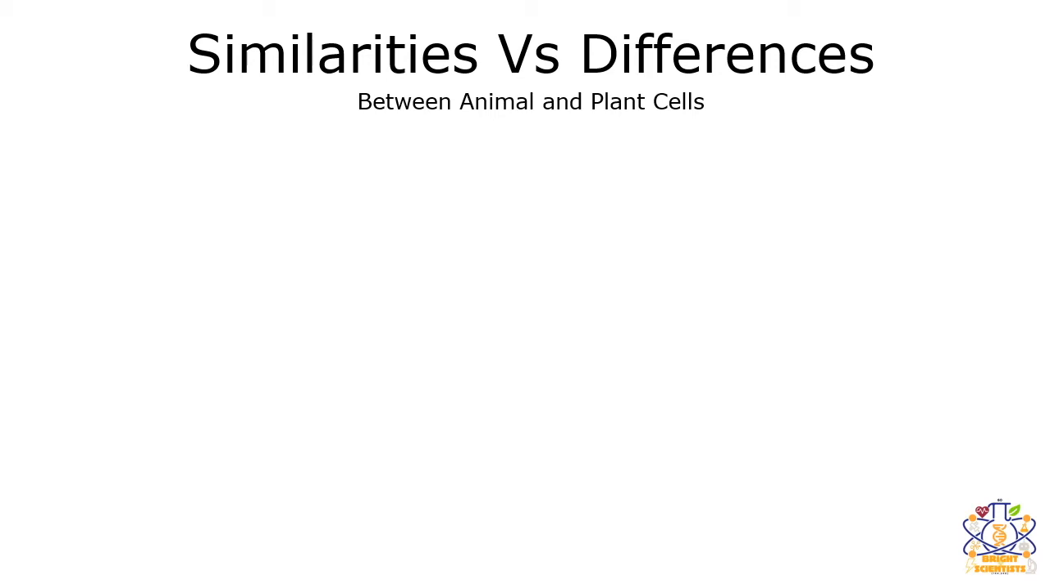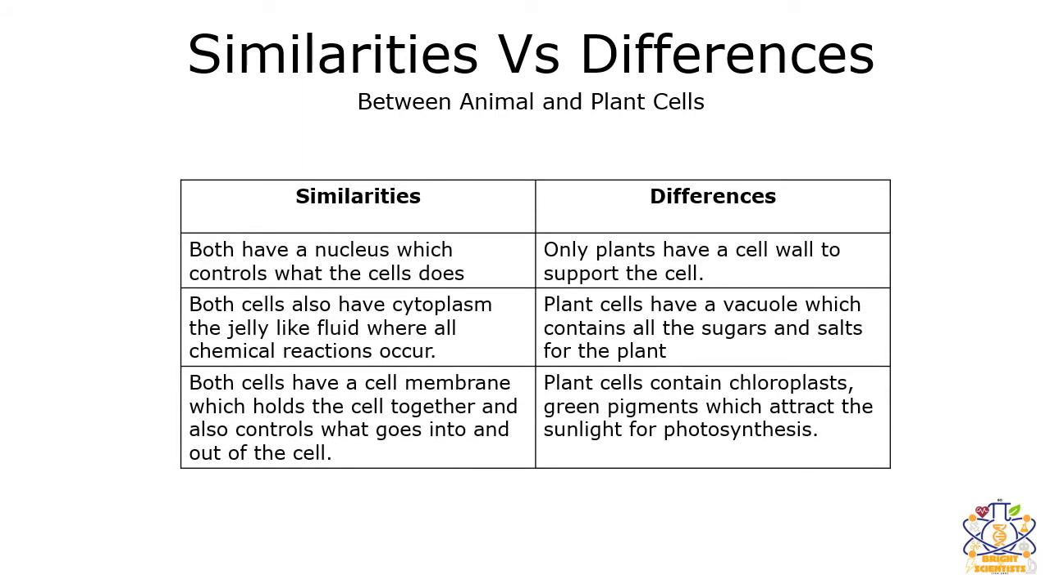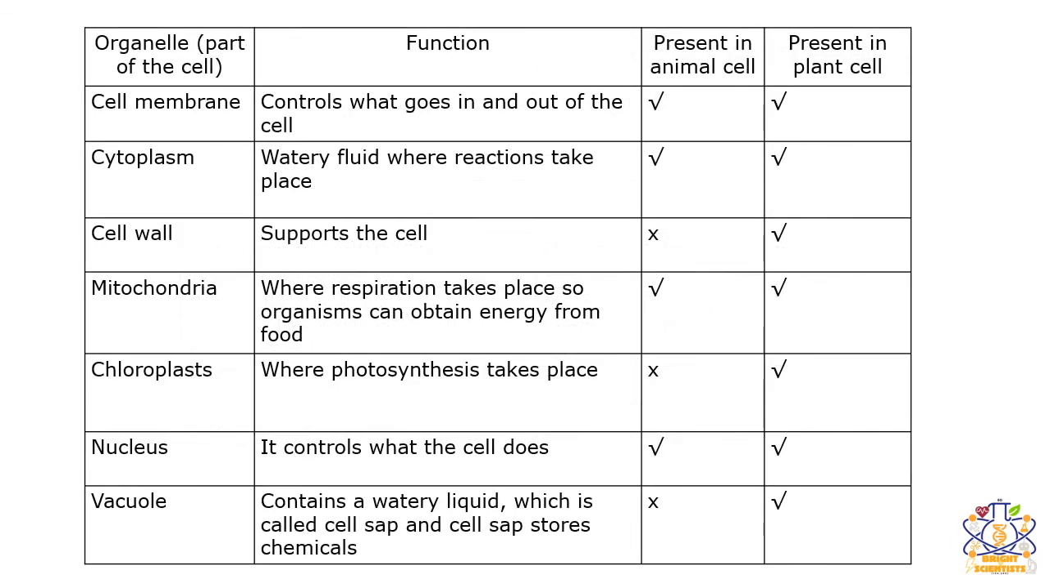Both cells have a nucleus which controls what the cell does. They have cytoplasm where all chemical reactions occur, and also a cell membrane which controls what enters and leaves the cell. However, the differences are that only plant cells have a cell wall to support the cell, a vacuole which contains sugars for the plant, and chloroplasts which help to make the plant green as it attracts the sun for photosynthesis. I have summarised it nicely in this table, so take a look and pause the video now.